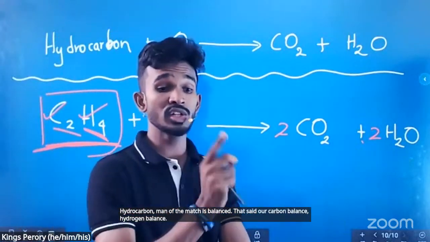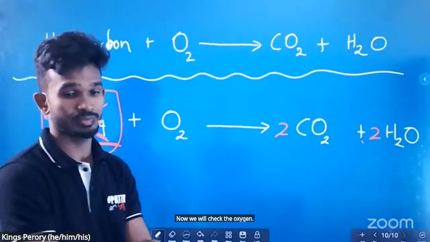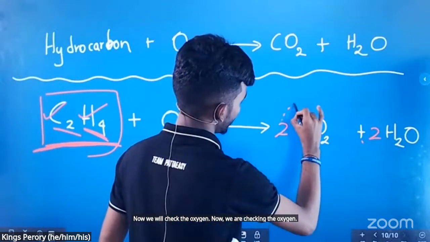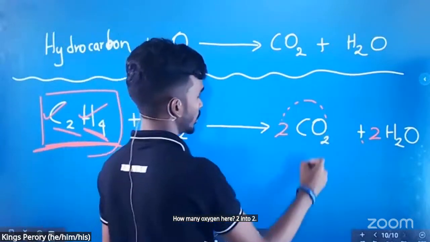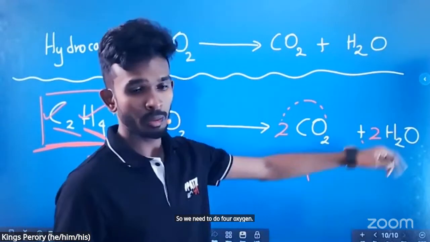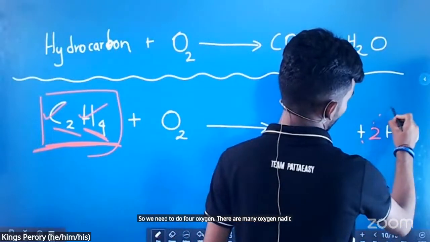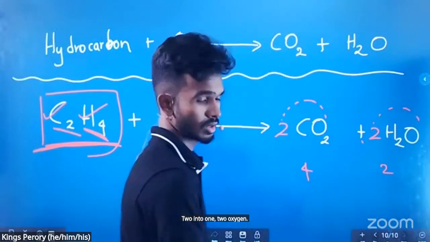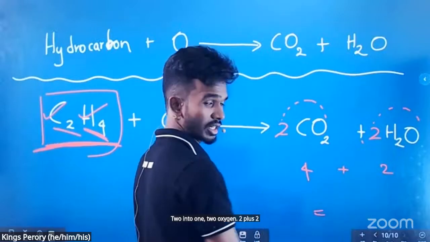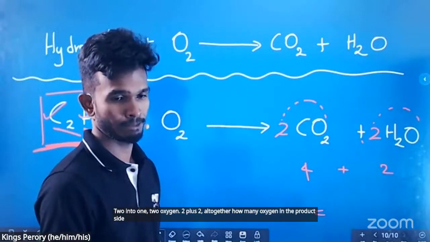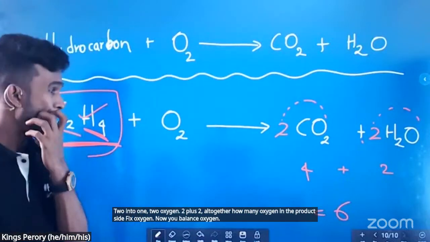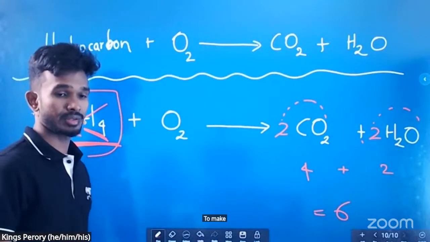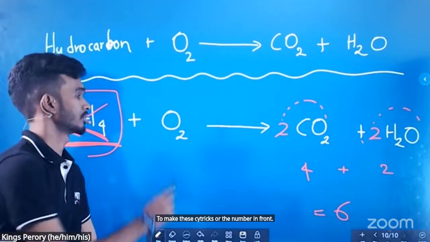Now we will check the oxygen. How many oxygen here? 2 into 2, 4 oxygen. There, how many oxygen are there? 2 into 1, 2 oxygen. 2 plus 2, altogether how many oxygen in the product side? 6 oxygen. Now we will balance oxygen. To make this side 6, what's the number in front? 3.